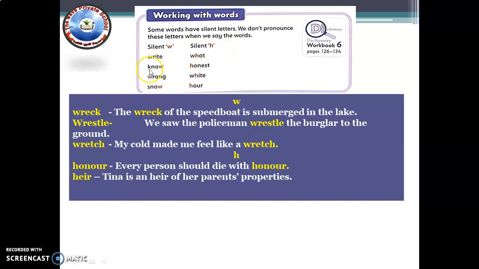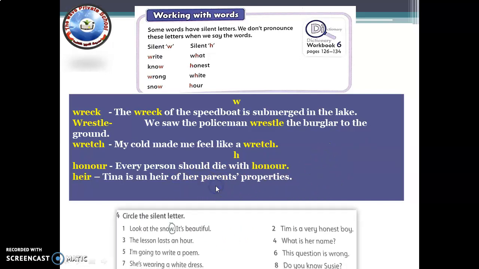For the word know, actually, even the K is silent. Now, there are more, like wreck, wrestle, wretch, honor, and heir. Wreck means the remains of a submerged ship or boat. Wrestle means to struggle. And then wretch means to feel unhappy or uncomfortable. And then honor means dignity, or when someone lives as a good person. And then heir means a successor for a position or someone who's going to inherit a family's property.